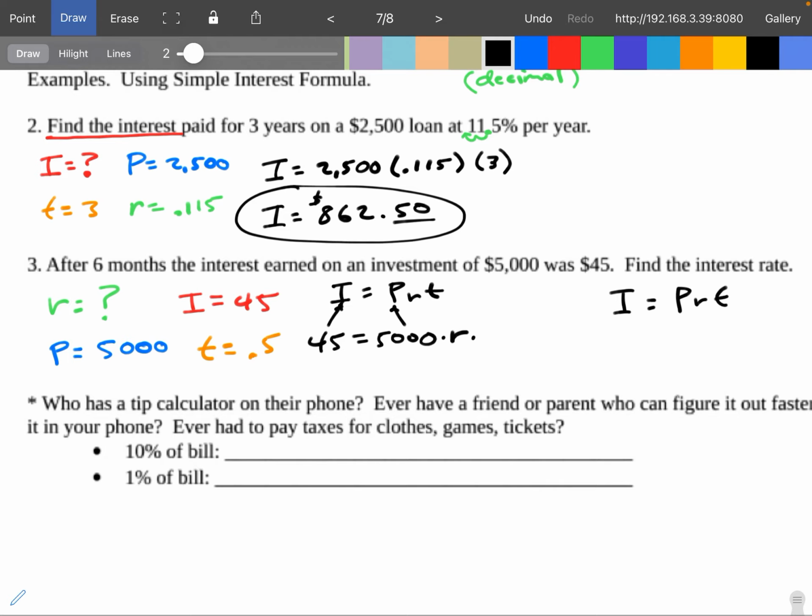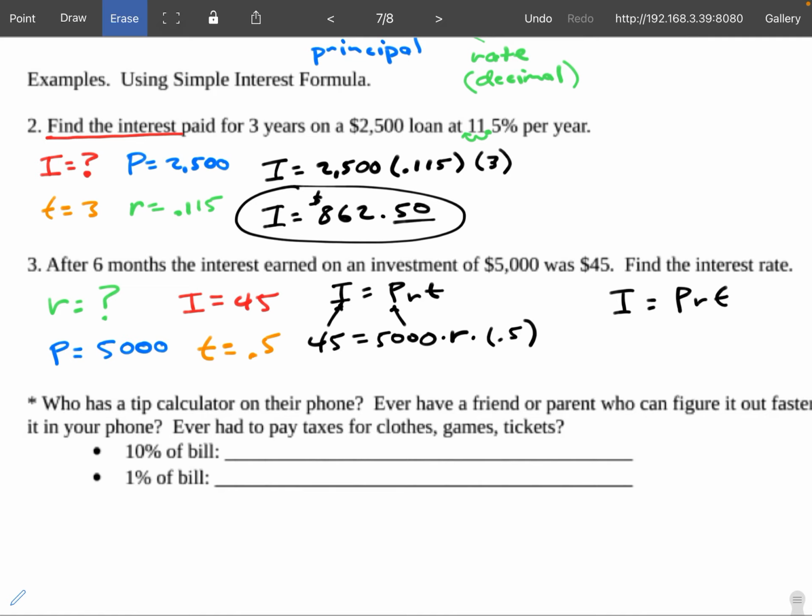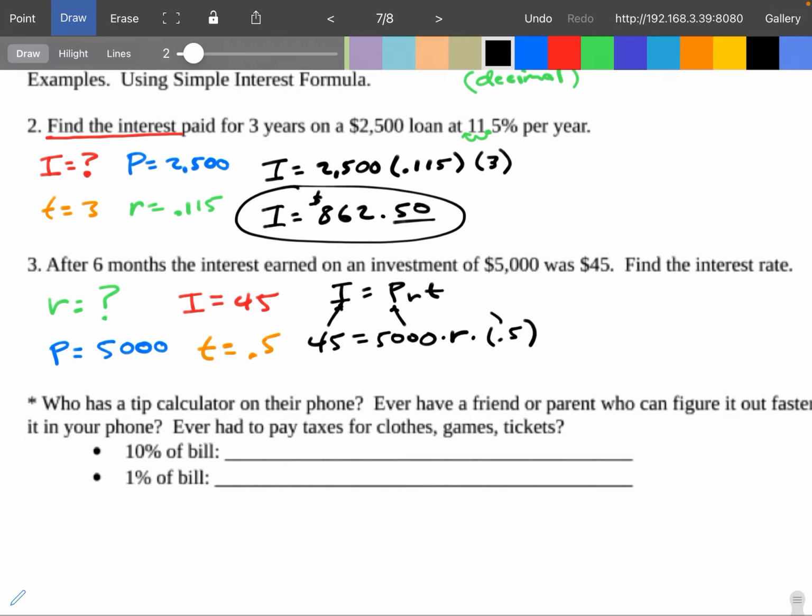So again, what they're going to do on these problems is they're going to give you 3 of these variables and you're going to solve for the missing 4th one. So in this case, the one that's missing is the rate. So you're missing the rate, and then times the time here is 0.5. You guys see what I did? So again, that 0.5, that is the number of years right there.